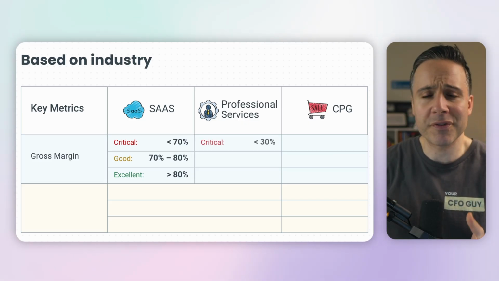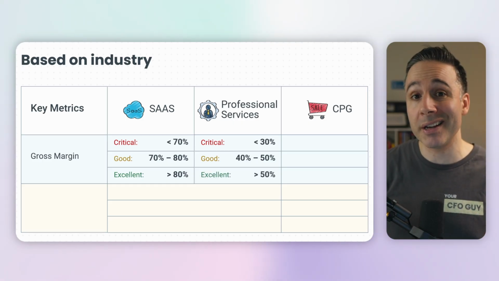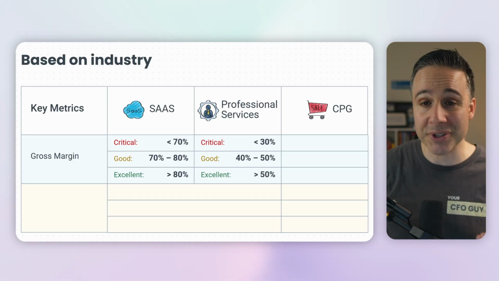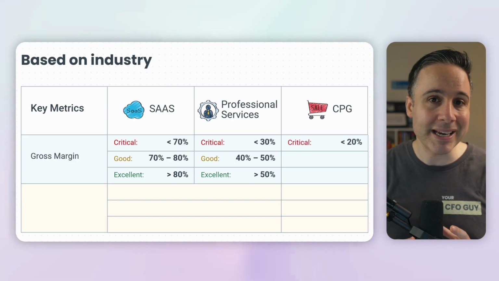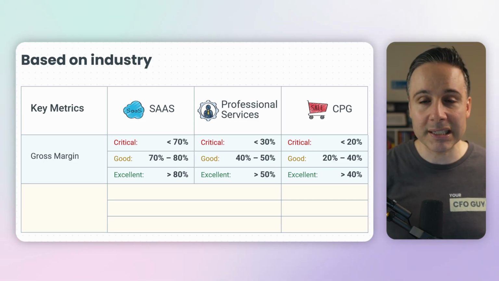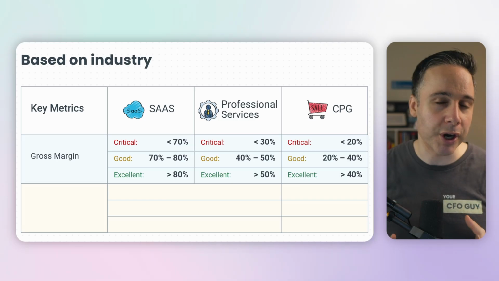It's very different for a professional services company like our accounting firm. Generally, anything above 50% is considered excellent. Anything above 40% is good, and anything below 30% is pretty bad. And CPG companies have the toughest margins. Typically, anything above 40% is excellent, anything above 20% is good, and anything below that is a critical warning. But of course, it could vary from company to company.